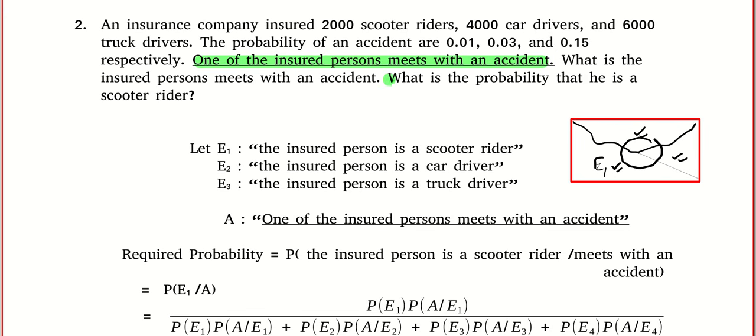What is the probability that he is a scooter rider? So this is a specific question. They didn't ask the question like what is the probability the insured person meets with an accident. Then it can be a scooter rider or a car driver or a truck driver. There will be three possibilities. So definitely this is Bayes theorem.